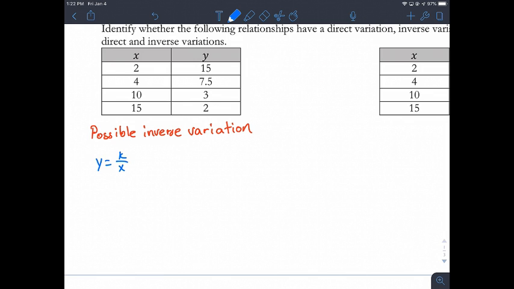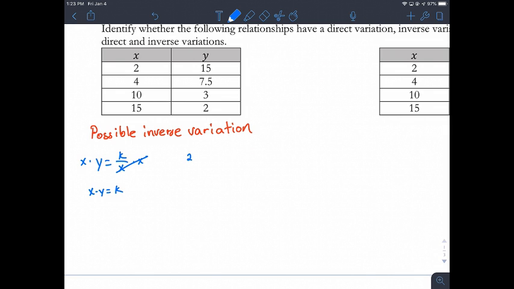Our goal is to make sure that k is the same for each value in our table. So I'm going to go ahead and solve for k by multiplying both sides by x. That gets rid of the x on the right-hand side, leaving us with x times y is equal to k. So what we want to do is make sure that each line of our table contains the same k value by multiplying our x and our y together.